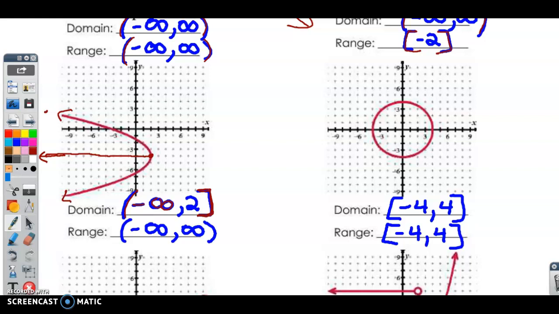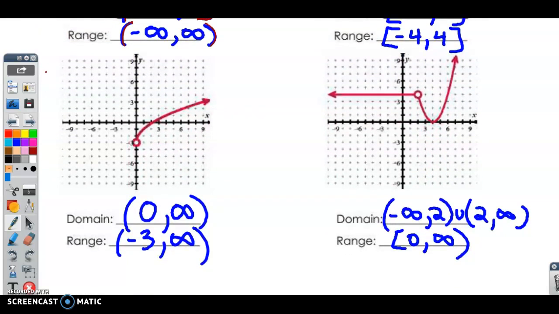And the range, this graph goes on forever. We could pick any negative x value and we'd find a higher y value or a lower y value. So the range is negative infinity to positive infinity. Now you have a circle. The domain and range are very specific. From negative 4, including negative 4, up to positive 4. There's your domain, and here's your range.